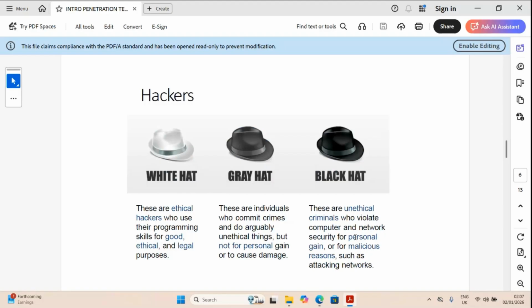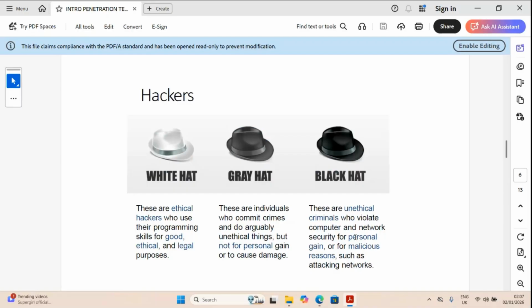Now, we also have what we call the gray hat. These are individuals who work both offensively and defensively at various times. These are individuals who commit crimes and do arguably unethical things, but not for personal gain or to cause damage. We also have what we call the black hat.